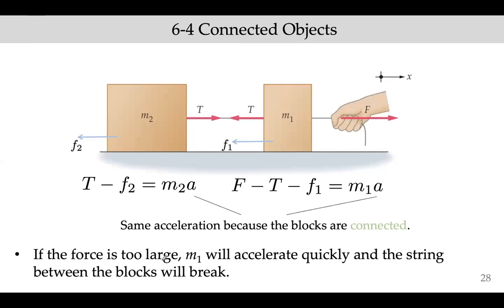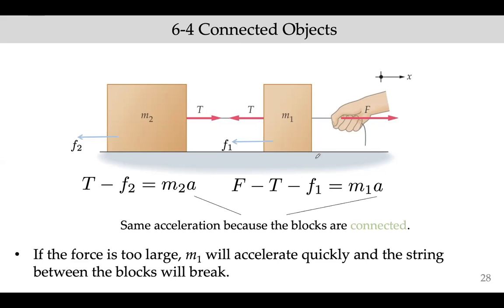Okay, so let's continue with connected objects. When you have blocks like these, say connected objects, there's M1 and M2, and they are connected with a thread, or a rope or a wire. So if you pull these objects, what happens?